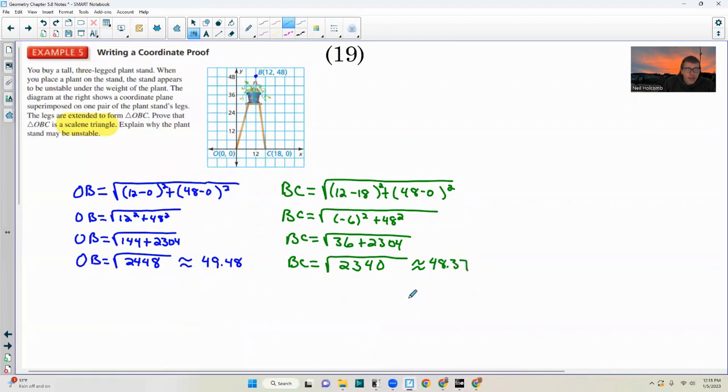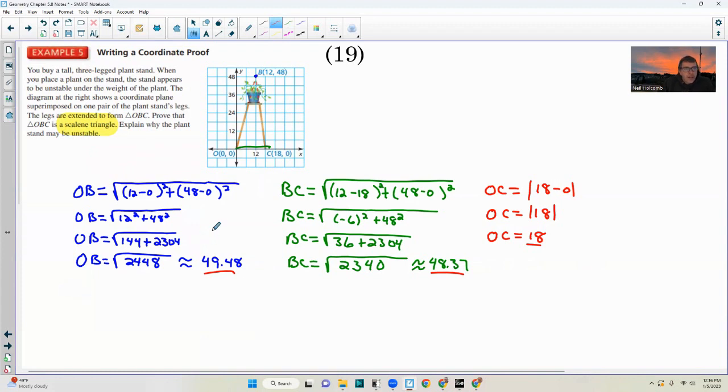Okay, and the other side length is OC. It's this base right here, OC. So OC equals the absolute value of the difference in your x's, 0 minus 18. Or 18 minus 0, either way you do it. Actually, let's do it that way. X2 minus X1, 18 minus 0. So OC equals the absolute value of 18, and therefore OC equals 18. So 49, 48, 18 are three different values. So we just proved that that triangle is a scalene.